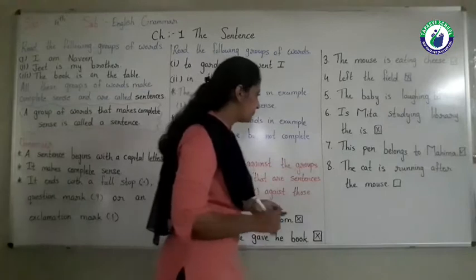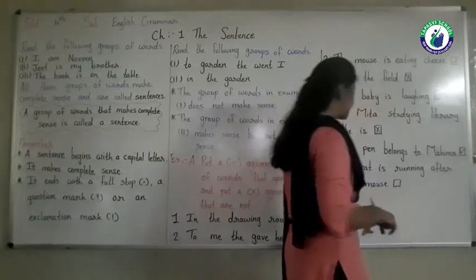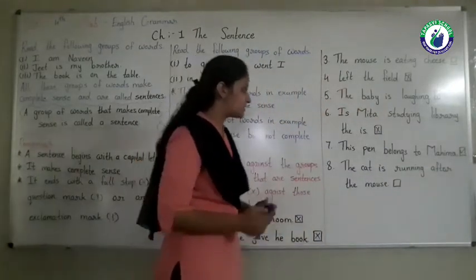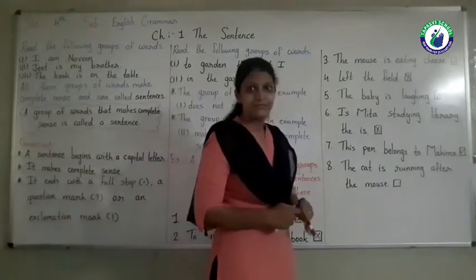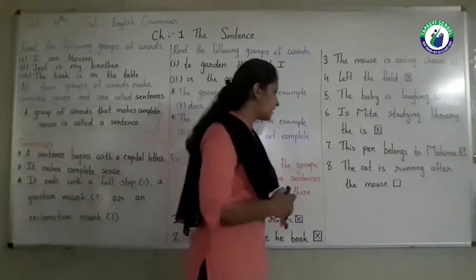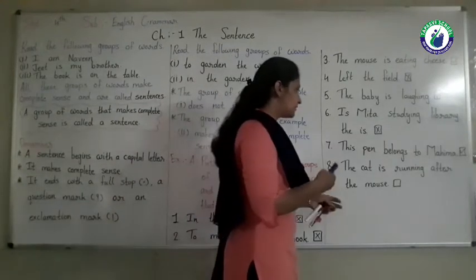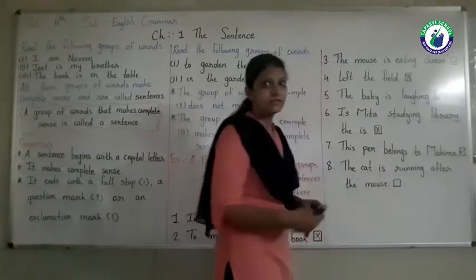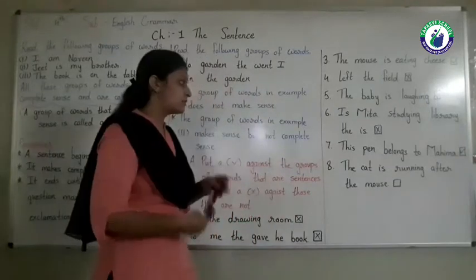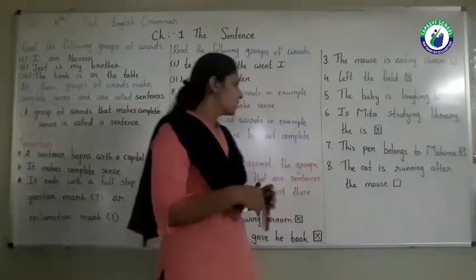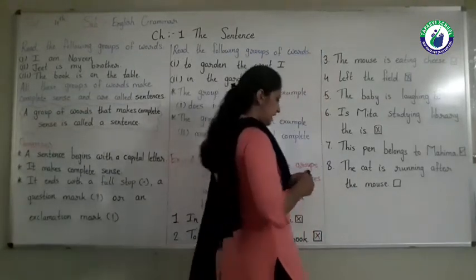Number 8. The cat is running after the mouse. Look at the sentence number 8. The cat is included in subject. Is running is called verb. After the mouse, we can say is called object. Means in this sentence, subject plus verb plus object, the sentence is already arranged in proper order, and we can say it makes complete sense. Okay, so in front of sentence number 8 we put tick right.